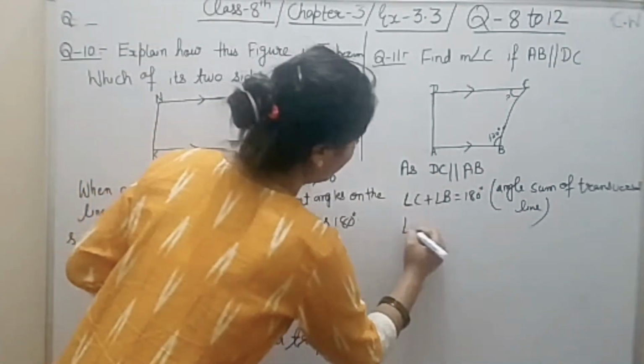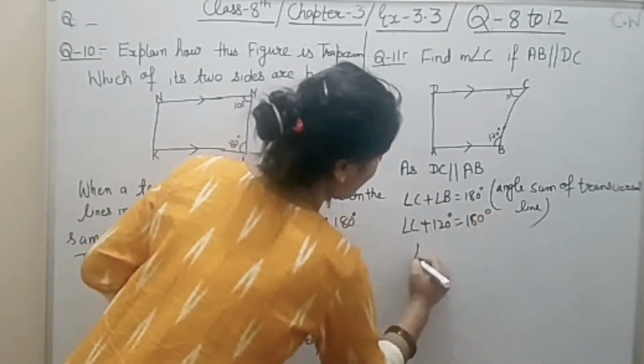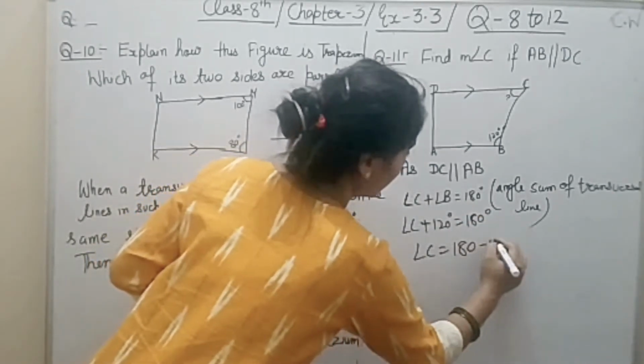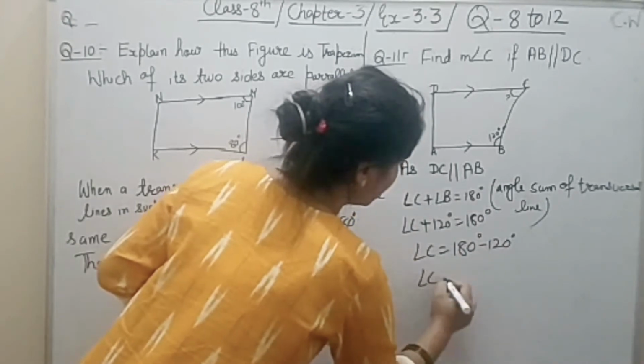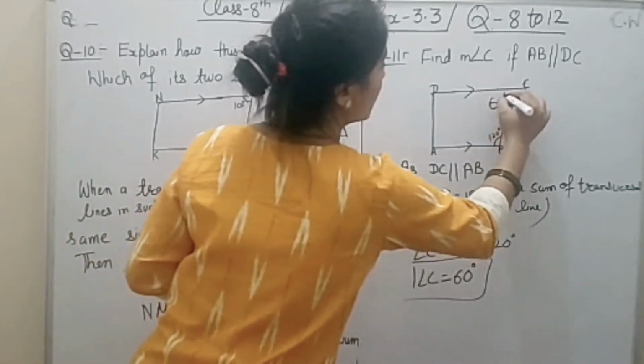So angle C we don't know, angle B is 120 degrees, which is equal to 180 degrees. So angle C is equal to 180 minus 120 degrees. So angle C is equal to 60 degrees. So this angle is 60 degrees.